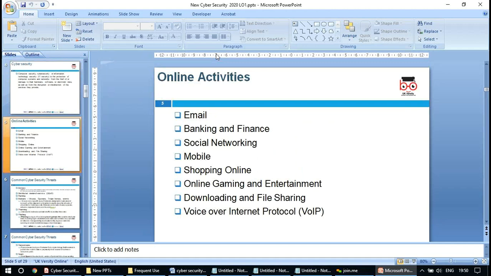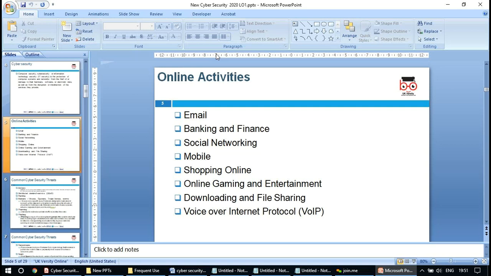Now, normally we want to secure our cyber usage, and let us see what we normally do. Normally we use email, we do some banking. We log into our online banking and financial websites, for example trade markets, shares, and trading websites, and they are valuable to us. And social networking, our social circle, the social websites, our mobile applications. We do shopping online, gaming and entertainment as well, and we download and share files, and we use voice over internet calls.